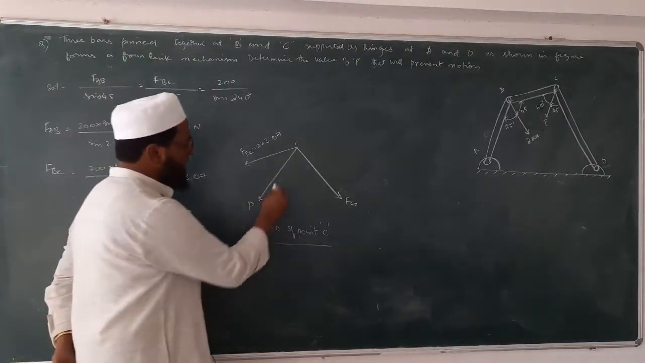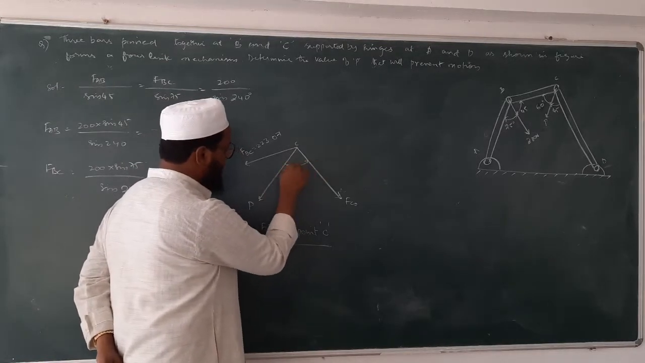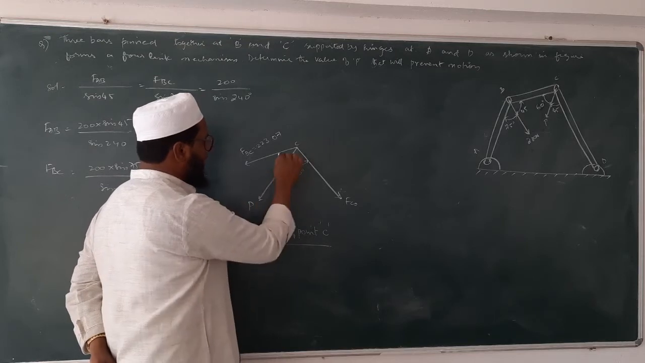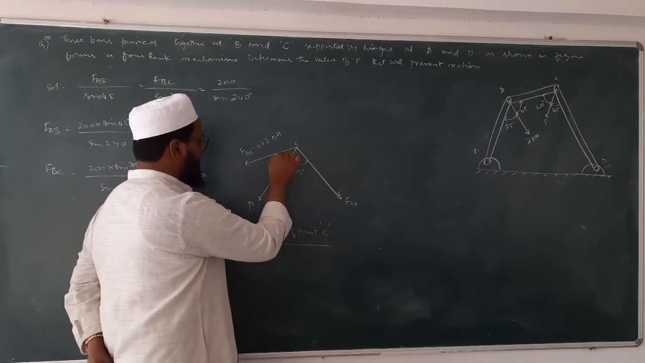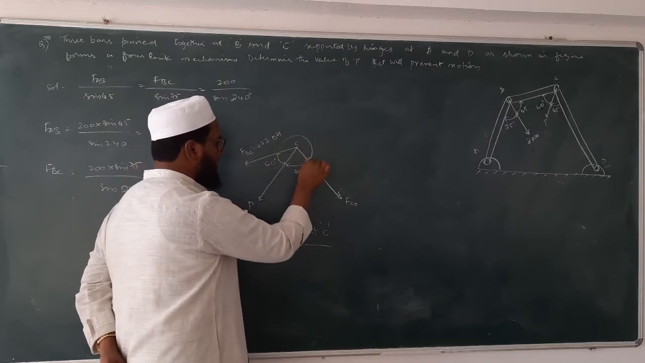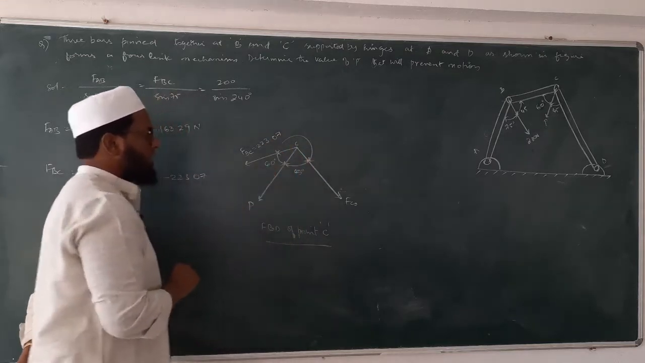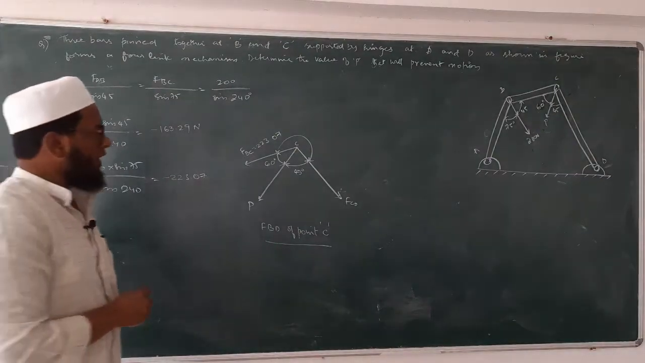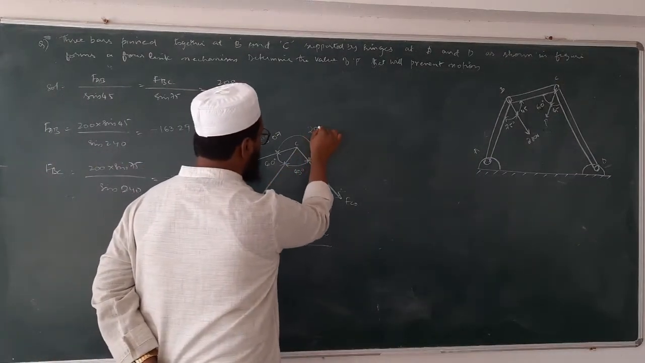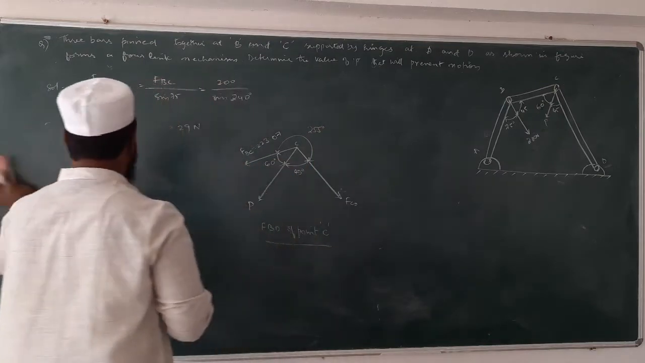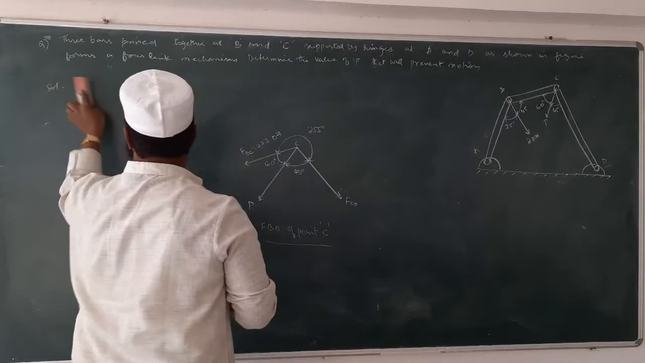And what about the inclinations? 45 and this is 60 degrees. What about this one now? 360 minus 60 minus 45. 255, 255 degrees. Alright.